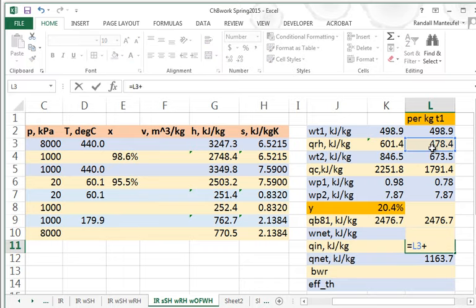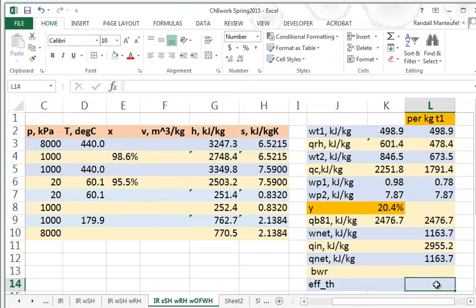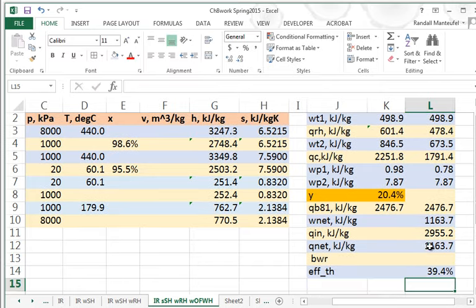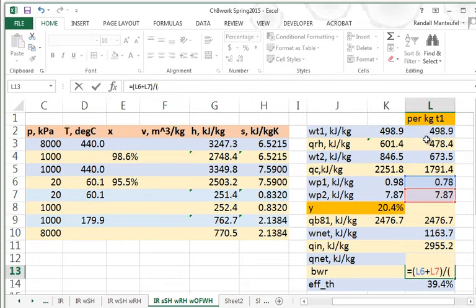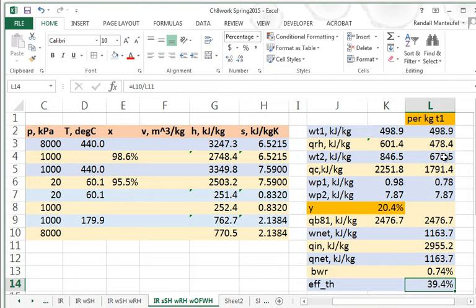Now I can calculate the thermal efficiency. It's the net work divided by the Q in, and I can calculate the back work ratio, which is the sum of the two pumps divided by the sum of the two turbines, and we have now answered all the questions that we set out to answer. And I see I'm ending spot on time.